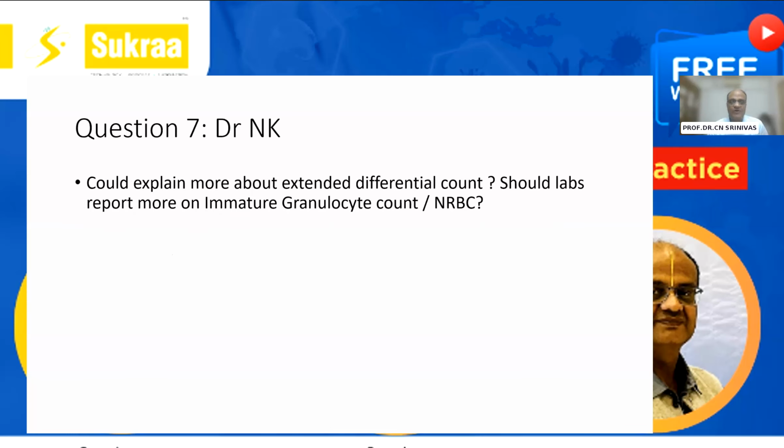Could you explain more on what you mean by this extended differential count? Some of the questions we sometimes encounter are to ourselves, not to the clinicians. The vendors usually say that this machine is able to do immunogranulocyte count. If you have that machine, should we report on this immunogranulocyte count? And we do encounter sometimes nucleated RBCs. How are you going to handle this when you are in practice?